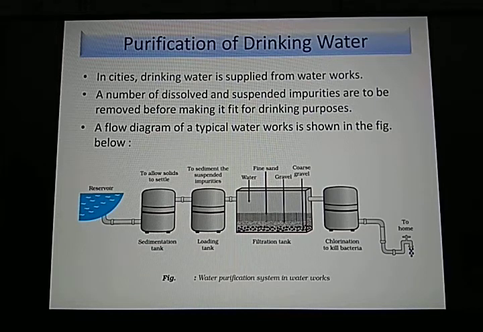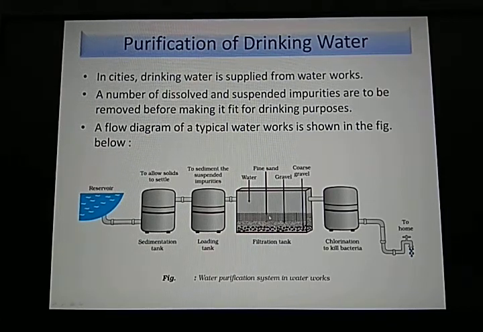Now in the filtration tank, as you can see, there are different layers to separate out the impurities. It is a 3-layer system. The first layer is fine sand, then comes the gravel, and then comes the coarse gravel. This gravel and coarse gravel are nothing but small stones and pebbles which are put underneath the fine sand. When the water passes through it, these impurities are absorbed by the fine sand, then the gravel and the coarse gravel.